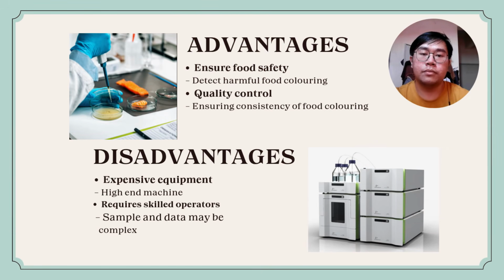Chromatography is an important analytical technique used in the food coloring industry to separate, identify, and measure different food dyes. One major advantage is food safety. Chromatography can detect banned or harmful coloring agents, helping manufacturers ensure that food products meet safety regulations. Another advantage is quality control. It accurately measures the concentration of food colorings, so products like drinks, candies, and sauces have a consistent color in every batch.